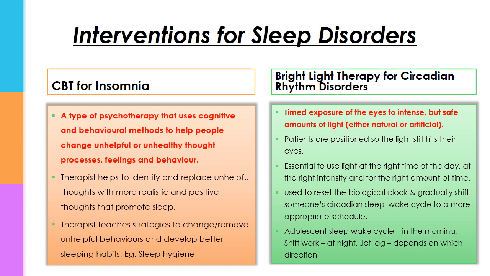CBT we know we can use for phobias and other things, and this is where we're using cognitive and behavioural methods to help people change unhelpful or unhealthy thought processes, feelings and behaviours into ones that are more adaptive. So the therapist is helping to identify and replace unhelpful thoughts with ones that are more realistic, as well as teaching strategies to change or remove unhelpful behaviours and develop better ones, okay? So this is a really basic structure that you can use for any kind of response for CBT, although I've given you a better one when I've talked through phobias.